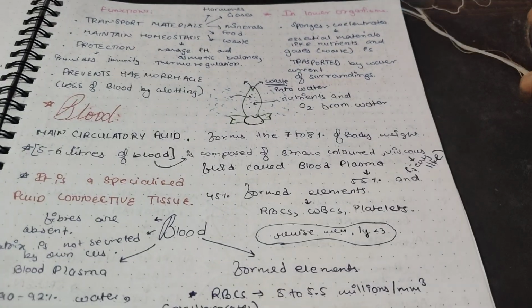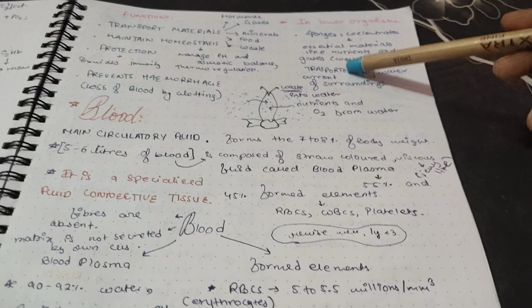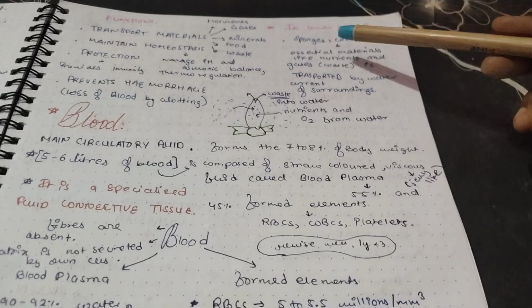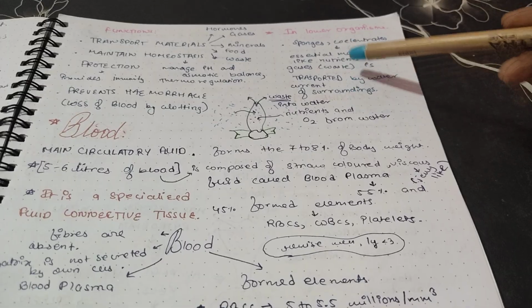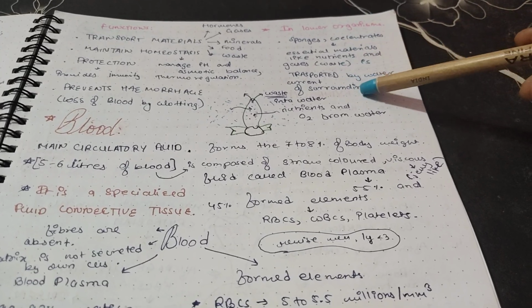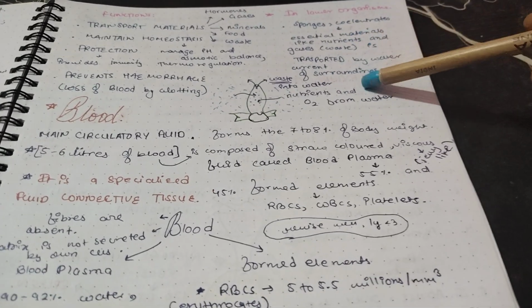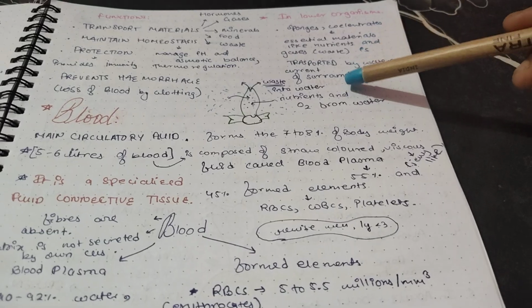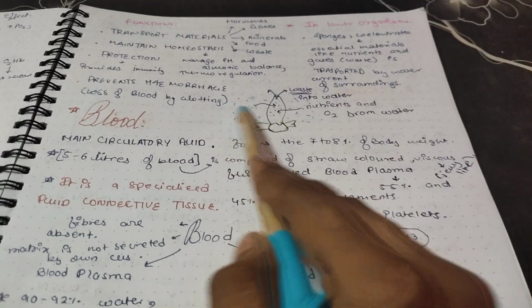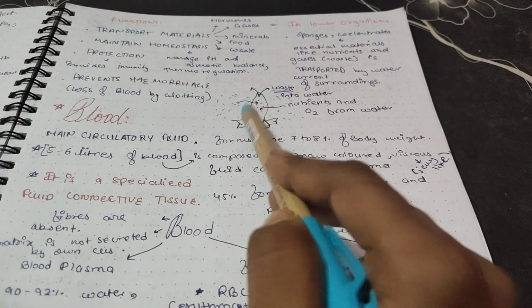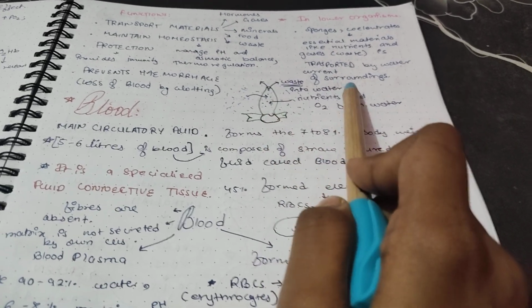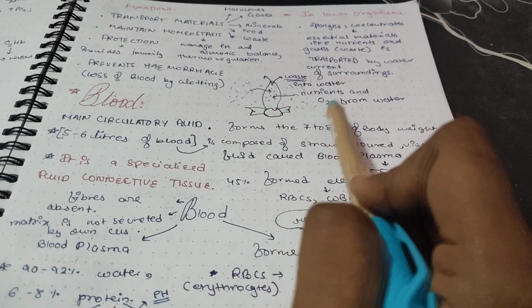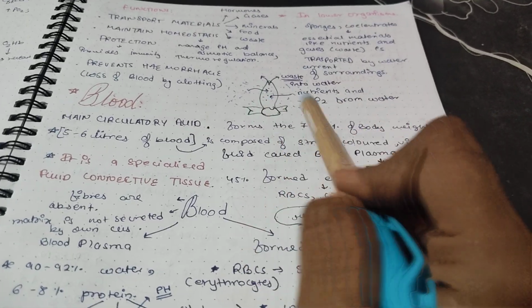And then we need to understand how it goes on in different organisms. So in lower organisms like sponges and coelenterates, essential materials like nutrients and gases or waste is transported by water current of surroundings. So suppose this is something, and there's water around it. So the waste is going to go into the water, and nutrients and oxygen from the water are going to go into this directly.